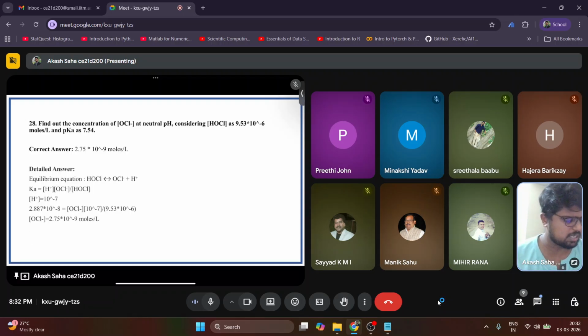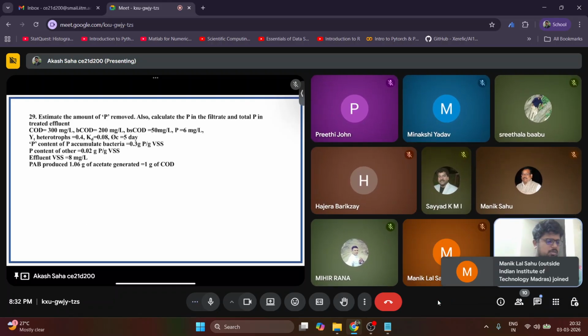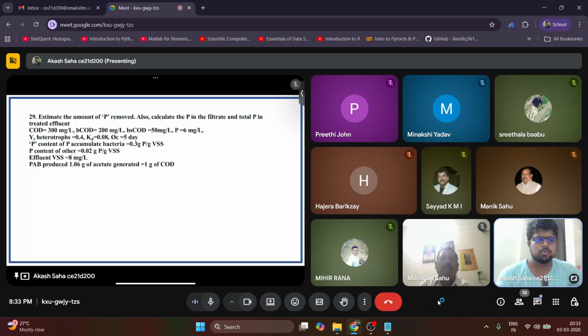So yes, this is the answer. Similar thing, so OCl minus we can get it. Okay, the last question for today. Actually, this is not there in your syllabus, but I will give you some idea. Mostly it won't be asked.